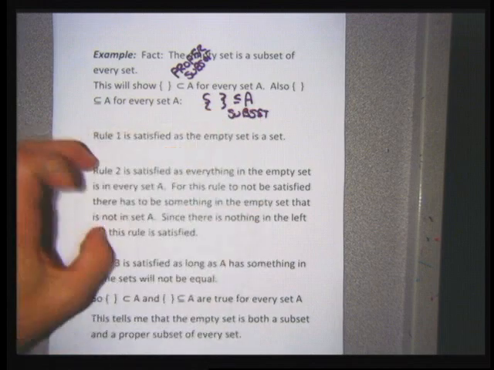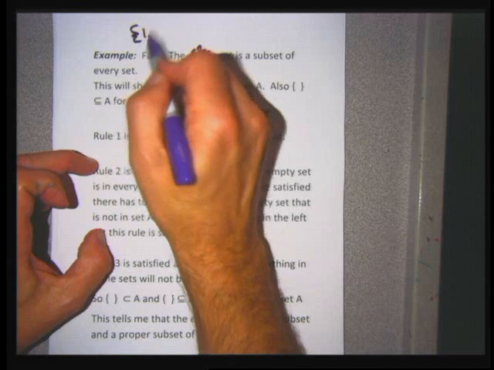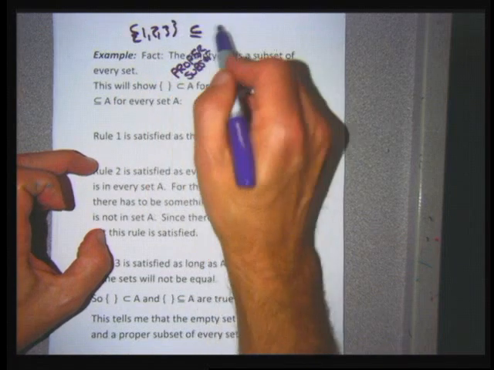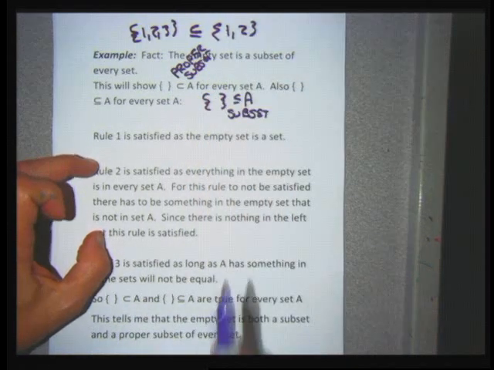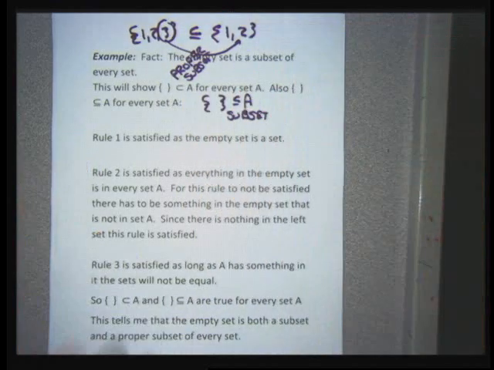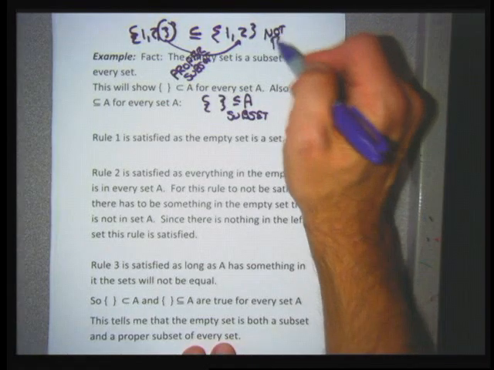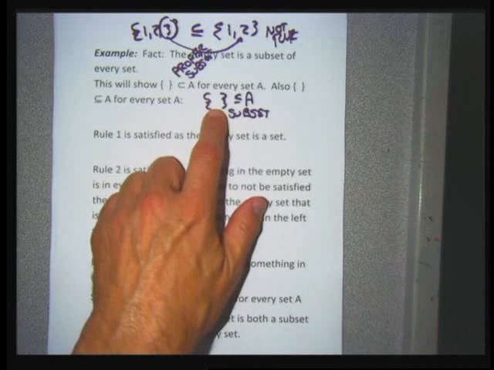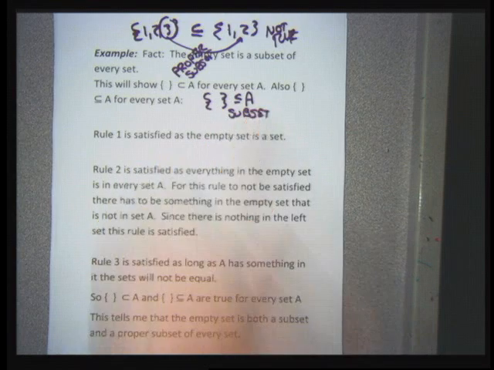Rule 2 is violated when we have, for example, the set 1, 2, 3 as a subset of the set 1 and 2. For this rule to be violated, the left set has to have something that's not in the right set, and then it blows it up and tells me this is not true. And that can never be false for the empty set because there's nothing inside it. Since there's nothing inside of it, you can't ever have something inside of this set that's not inside of the right set.